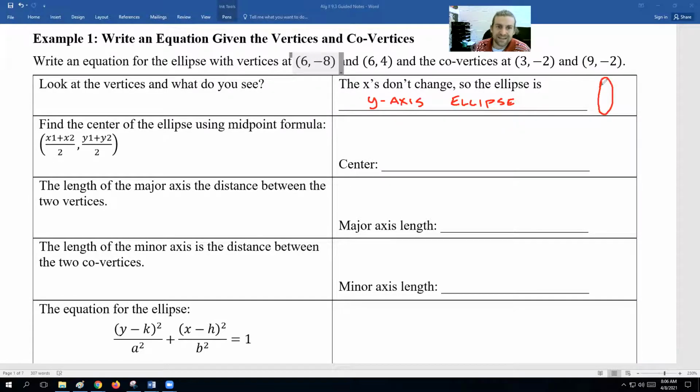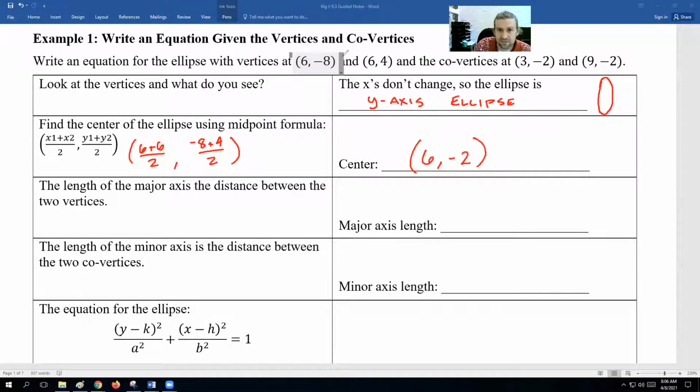What we need to do is find the center of the ellipse. The nice thing about the center is that we can use the midpoint between either the vertices or the co-vertices. We'll get the same answer. To prove this, the midpoint is (6 plus 6) divided by 2 and (-8 plus 4) divided by 2. 6 plus 6 is 12, 12 divided by 2 is 6. And -8 plus 4 is -4, -4 divided by 2 is -2.